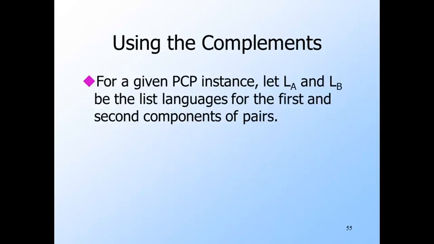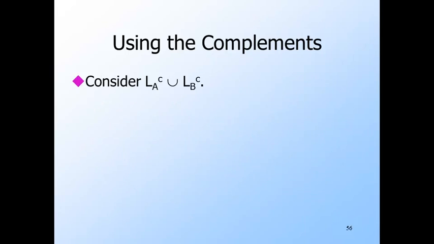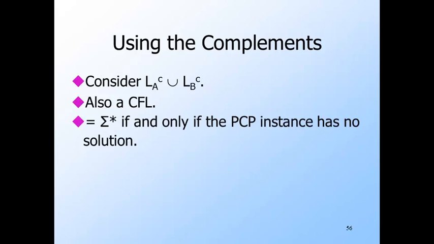Let LA and LB be the list languages for the first and second components of an instance of PCP, and let LA complement and LB complement be their complements. Now all four of these languages are context-free languages. Let's consider the union of the complement languages. This is also a context-free language, since context-free languages are closed under union. I claim that this union equals sigma star, where sigma is the alphabet consisting of all the symbols used by the languages involved, if and only if there is no solution to the PCP instance.